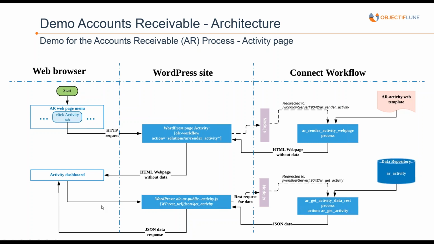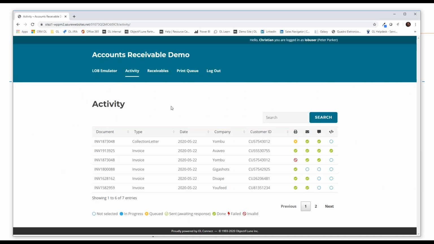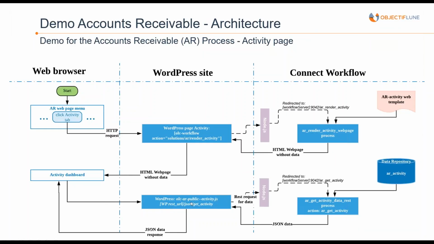And when the activity dashboard is loaded, if we go back to activity, you see here another request coming back from WordPress to the Connect workflow asking for data. It takes a look at the data repository, sees how many invoices are due, gets all the invoice data from the repository, and sends it back. In this case, it sends it back as JSON data, and it is shown in the activity dashboard in the front end, in the web browser.